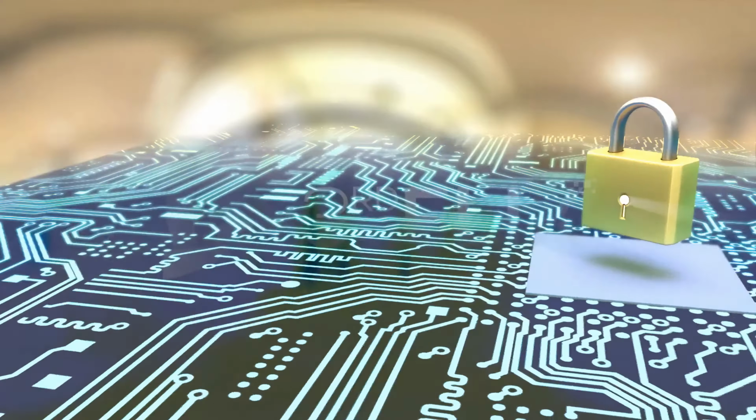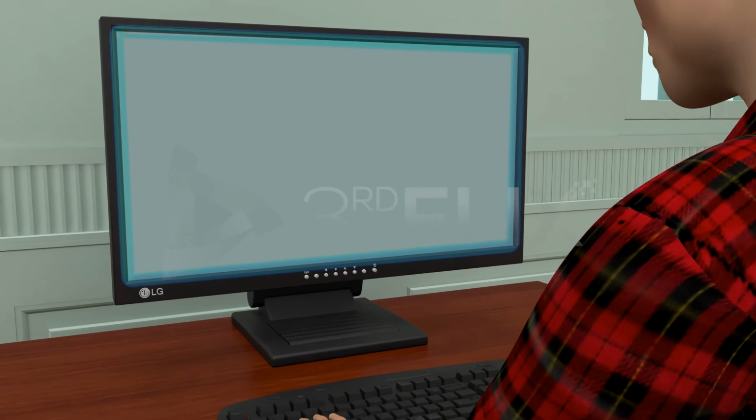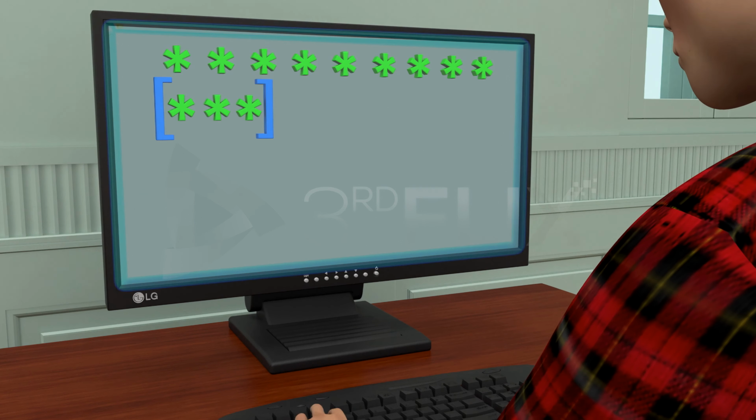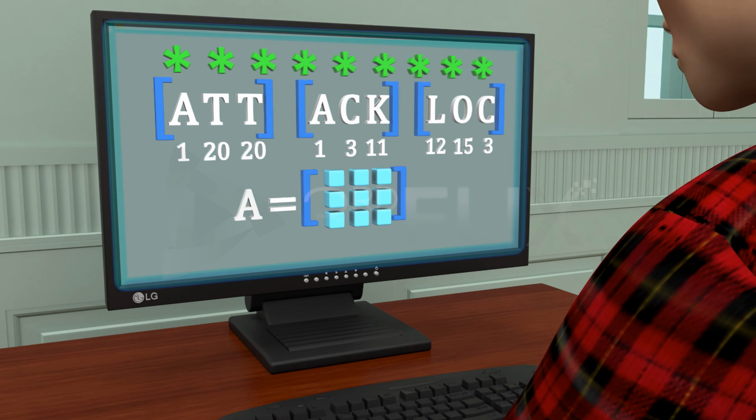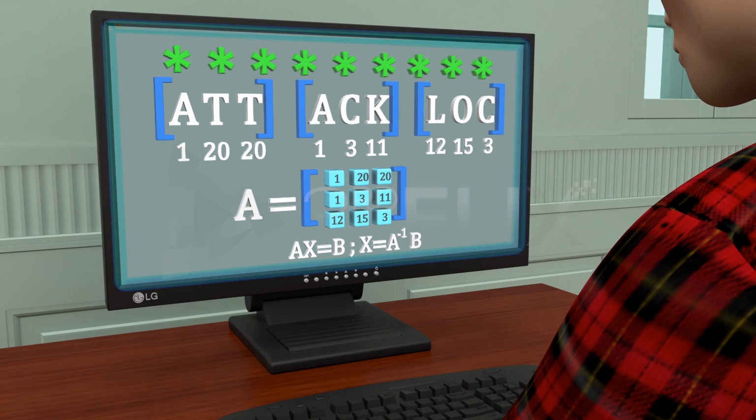Illustration. In the world of information security, messages are always encrypted. Many systems are designed to work with matrices. There are many ways of encrypting a message. One of them is by using matrices and their inverse.